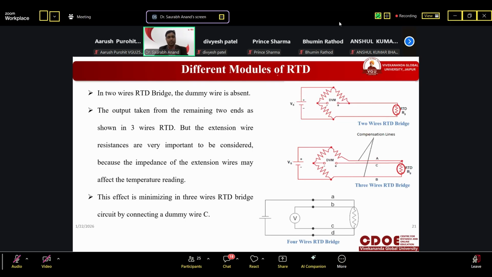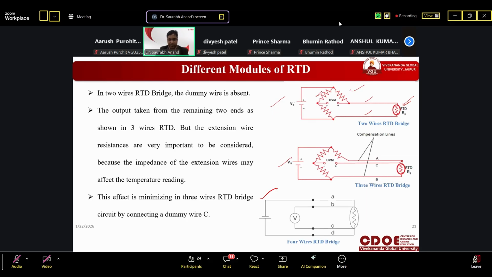These are the modules of RTD, meaning in which configurations we generally use RTD. So this is the two-wire RTD. In two wire, it means one and two. So this is the bridge, right? And this is the RTD that we have connected here. The device is connected here only.